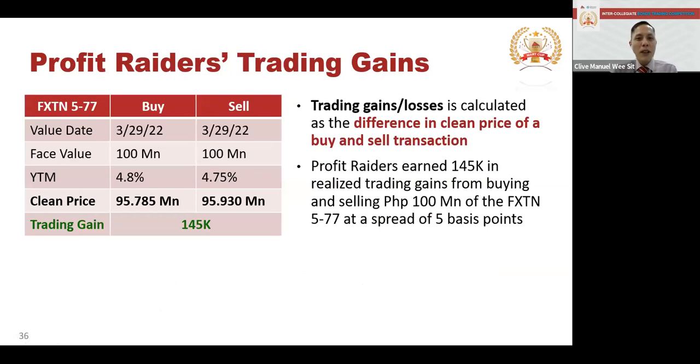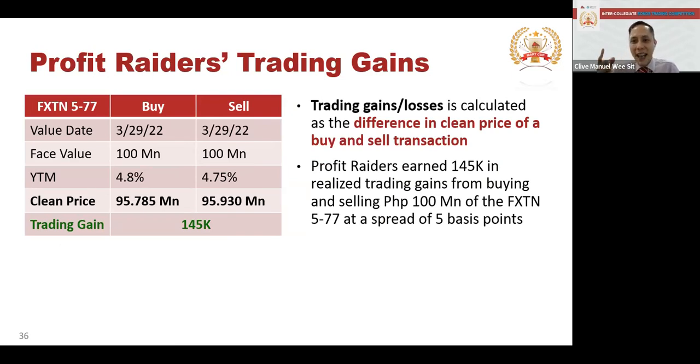So exactly how much is the trading gain that Profit Traders will book or generate from this churning trade or this flipping trade? That 5 basis point difference in the buy and sell rate, or your yield, is actually equivalent to 145,000 in terms of trading gain. Now, how exactly was this 145,000 computed? Remember, in the FXTN bond valuation, we computed two things, right? The settlement amount and the clean price.